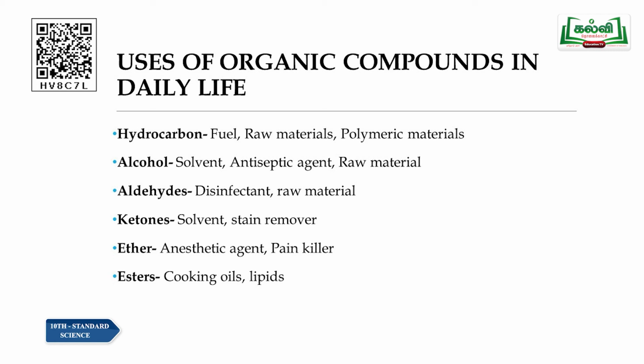When hydrogen in a hydrocarbon is replaced by an OH group, we get an alcohol. Alcohols have a wide variety of uses. To mention a few, they are used as solvents. We have seen about ethyl alcohol, which is used as a solvent, and they have the antiseptic property. They are able to kill germs, therefore they are used as antiseptics in the medical field. They are also used as raw materials for the preparation of a large number of compounds.